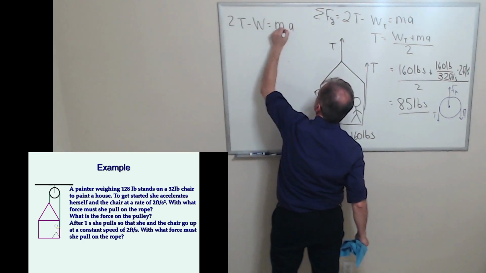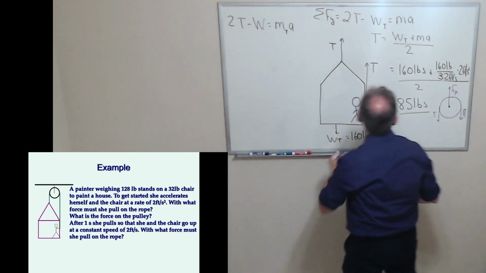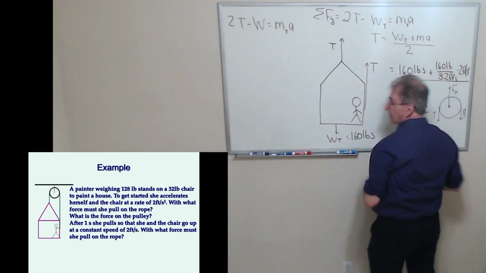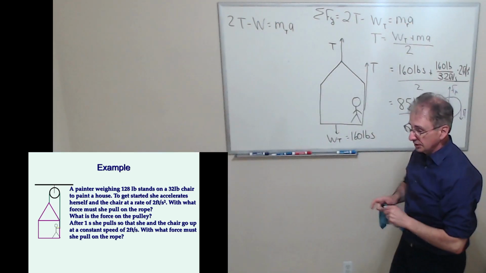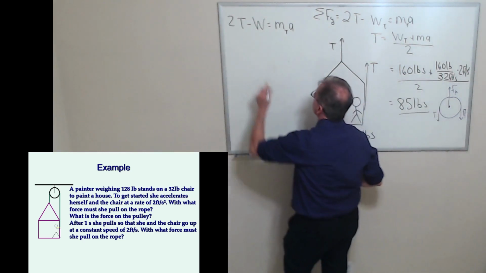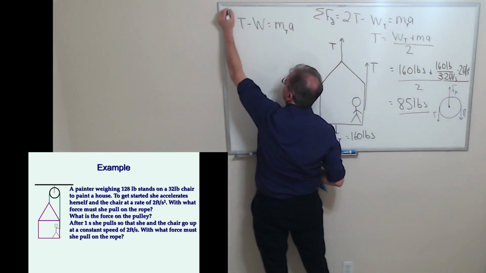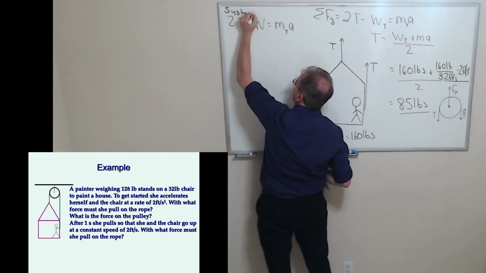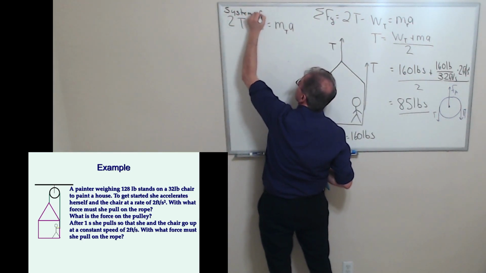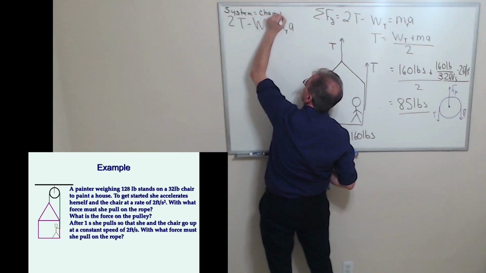And this m is the total mass of the system. So maybe I should put a sub t here. That's what I should have done from the beginning. So this was using the system as chair plus person.